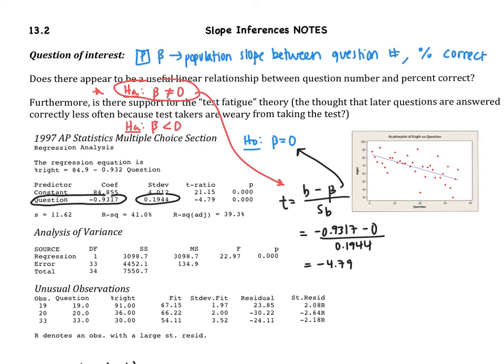Okay. T is defined by degrees of freedom. This is the only degrees of freedom that has a different formula. This degrees of freedom is n minus 2. There are 35 points or 35 questions in that figure. So in our case, it would be 33 degrees of freedom.